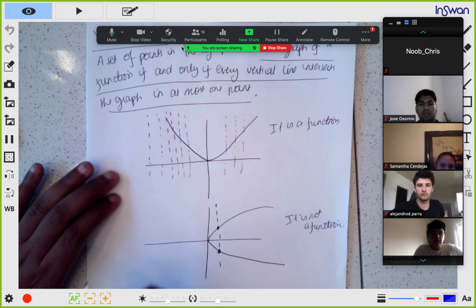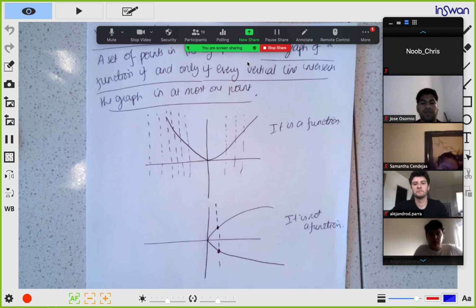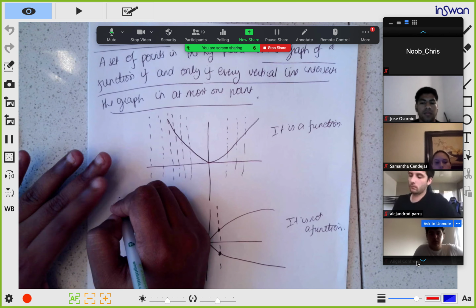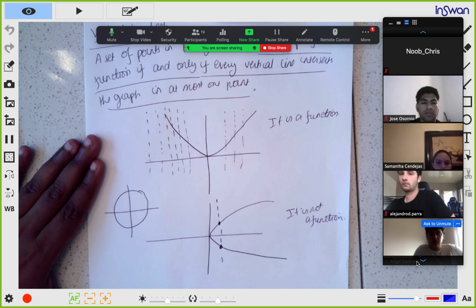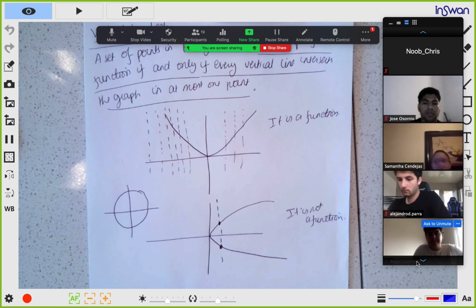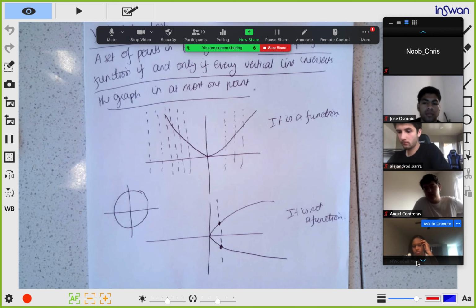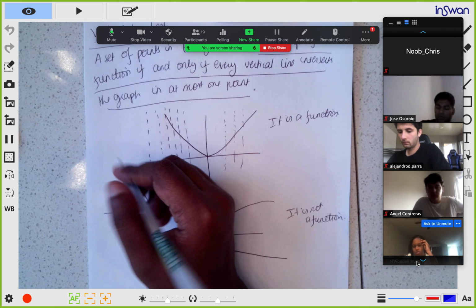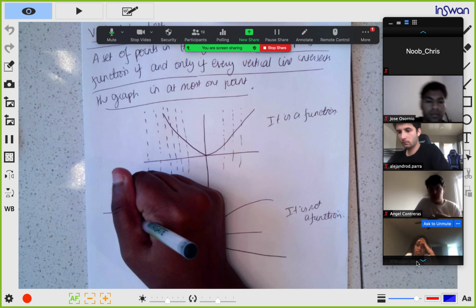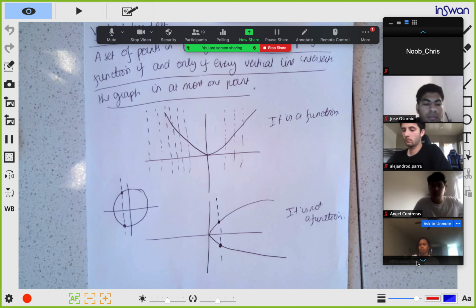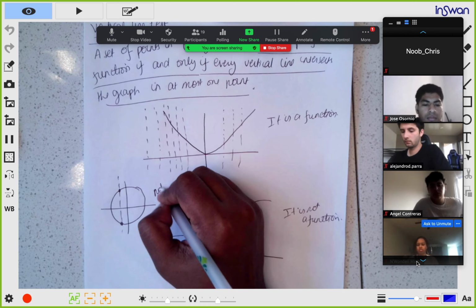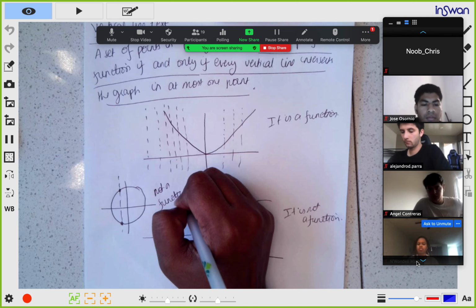Samantha, if I have a graph like this, can you tell me whether it's a function or not? No, it's not a function because it crosses 2 points. Yes, if I draw a vertical line, it's crossing at 2 points, this point also and this point also. It's not a function. Perfect.